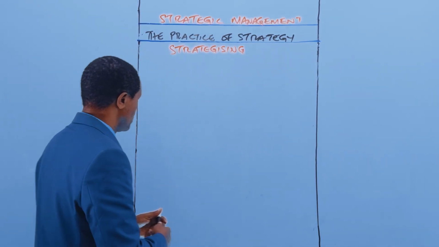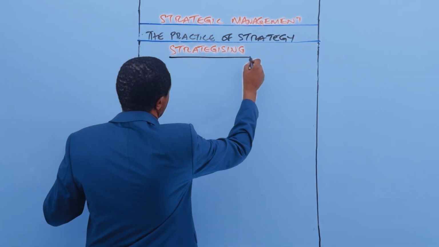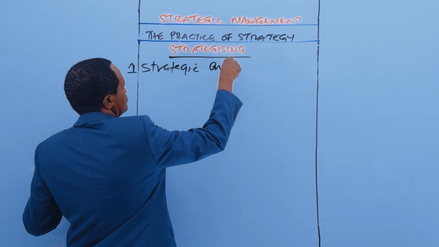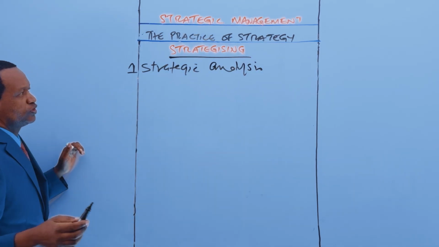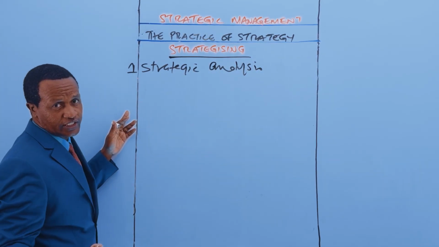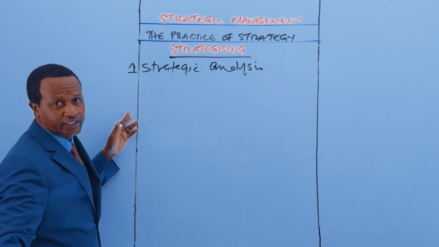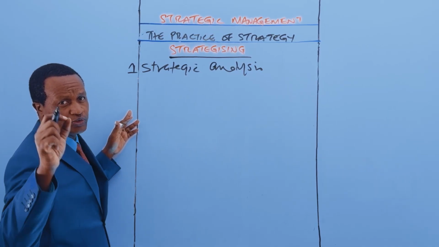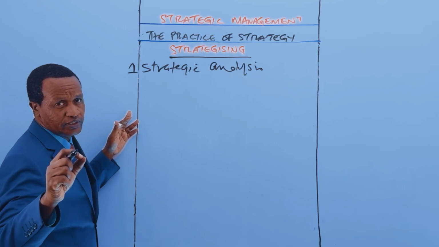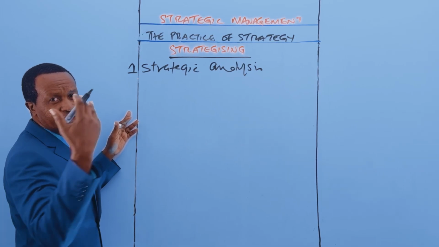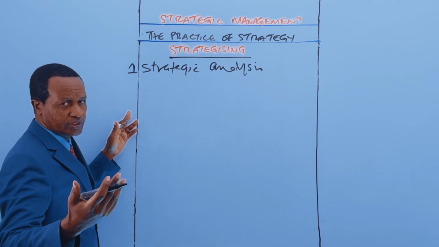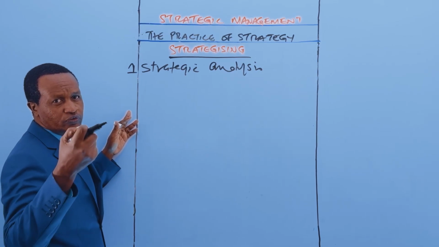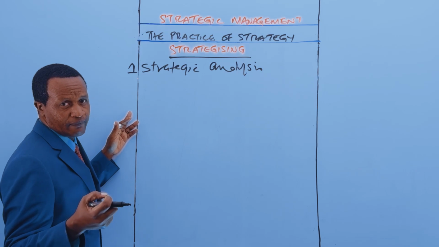So we have, first of all, the strategic analysis. In strategizing, first of all, we have to discuss strategic analysis, which is the work of gathering and processing information to understand the organization's position. It isn't just about reading reports. No, it's about making sense out of complex data.